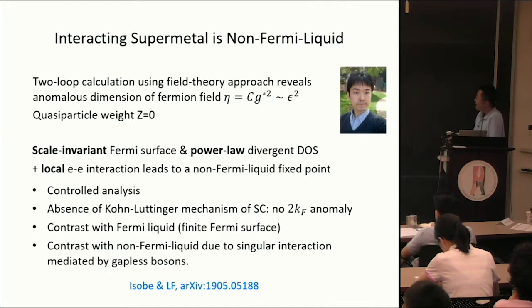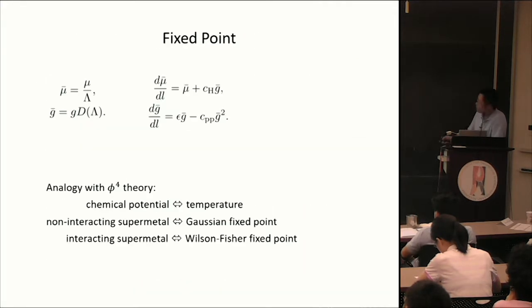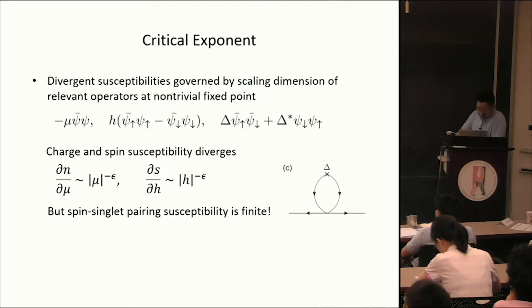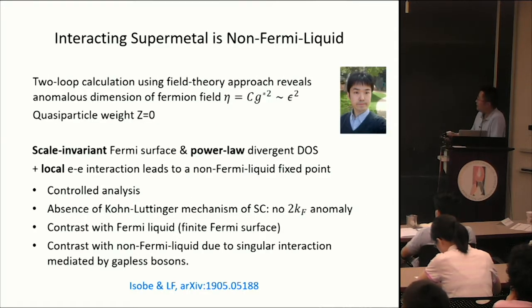So Hiroki developed that scheme for our problem, and it showed that the fermion fields indeed have an anomalous dimension at the two-loop level, and it's proportional to the critical interaction strength squared. So the interaction strength at the fixed point is of order epsilon. I should mention that because of this structure, at the interacting fixed point, G is of order epsilon, so this anomalous dimension of the fermion fields is of order epsilon squared.